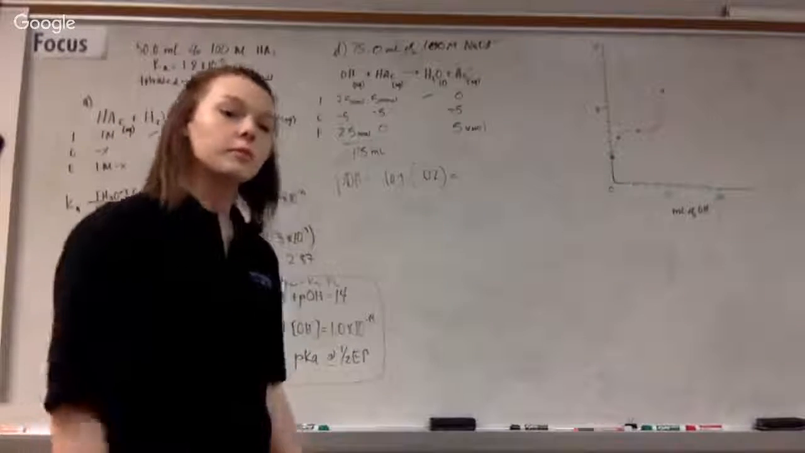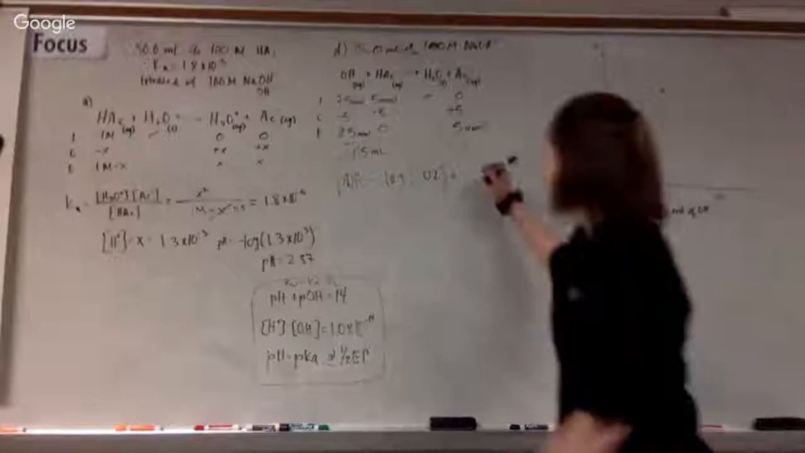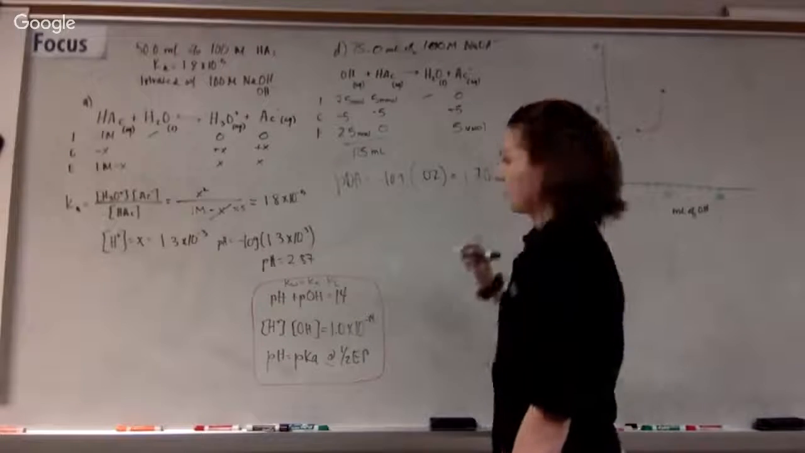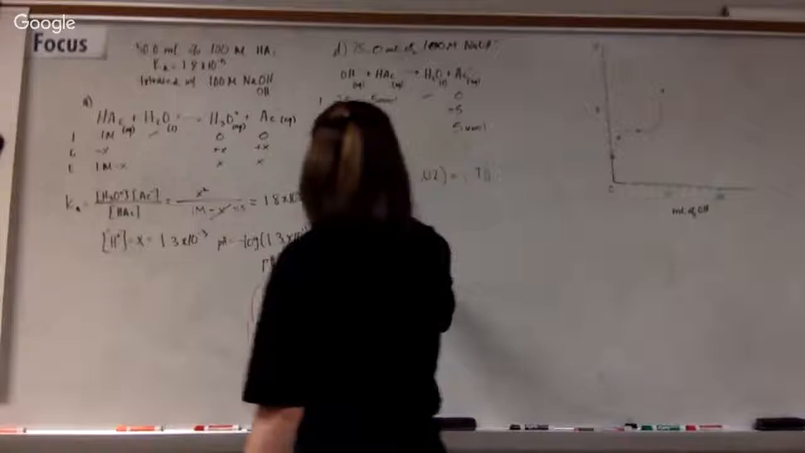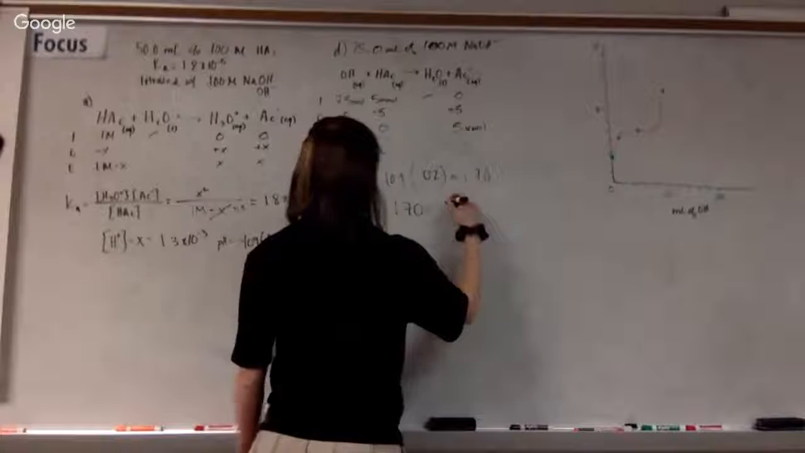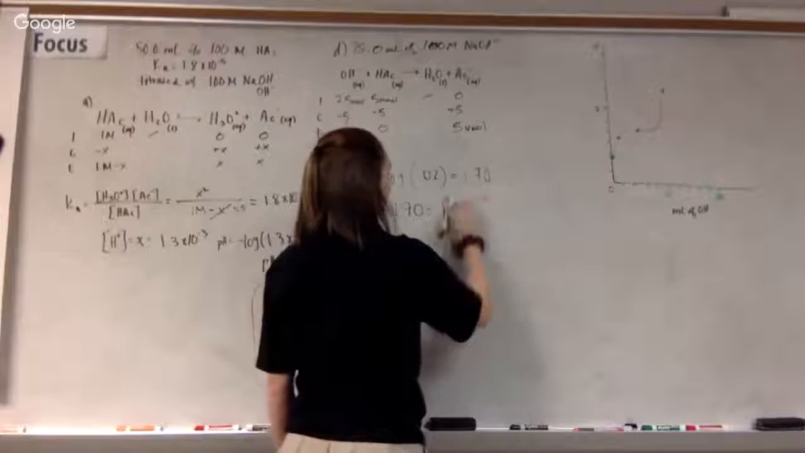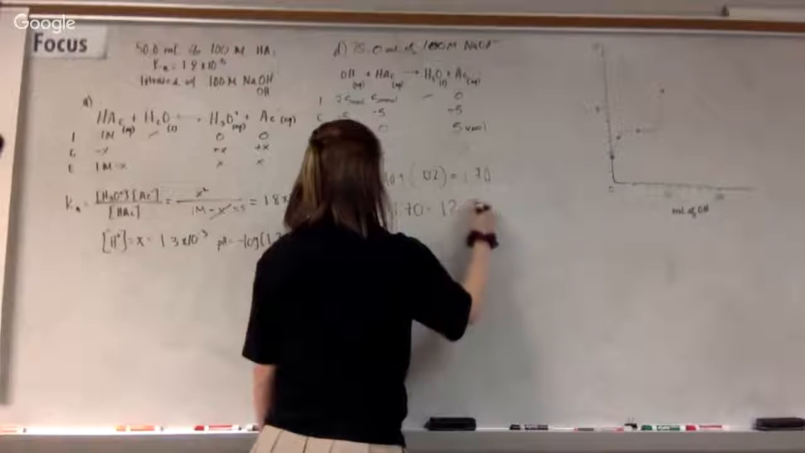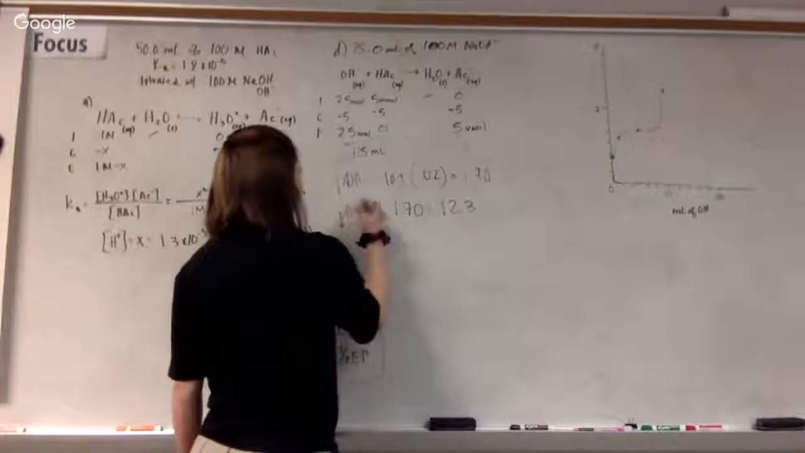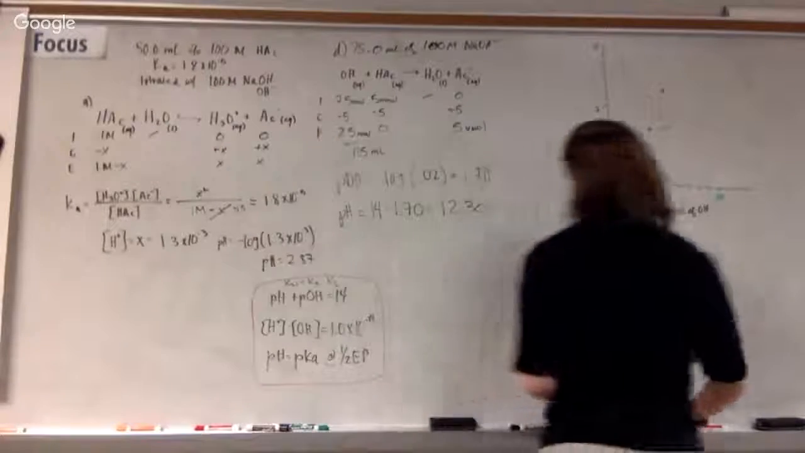1.69 or 1.70. 1 point what? 70. 1.70. And if you subtract from 14, that gives you a pH of 12.30. Make sure you put 12.30, because we're using two significant figures, and the decimals only count after the decimal point. So 12.30.